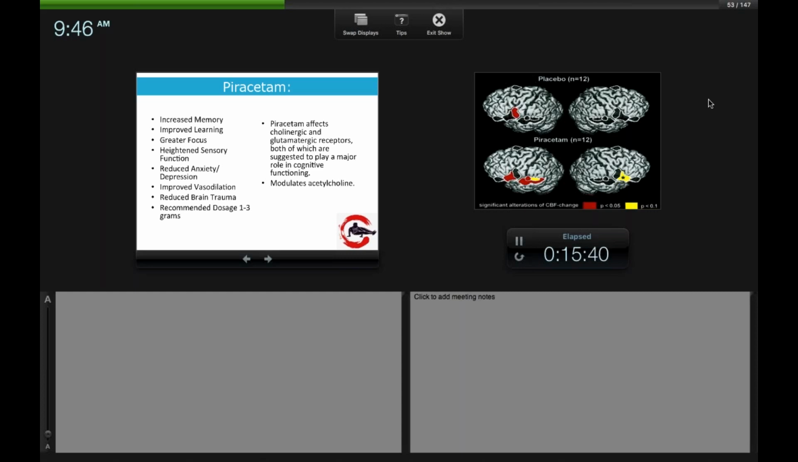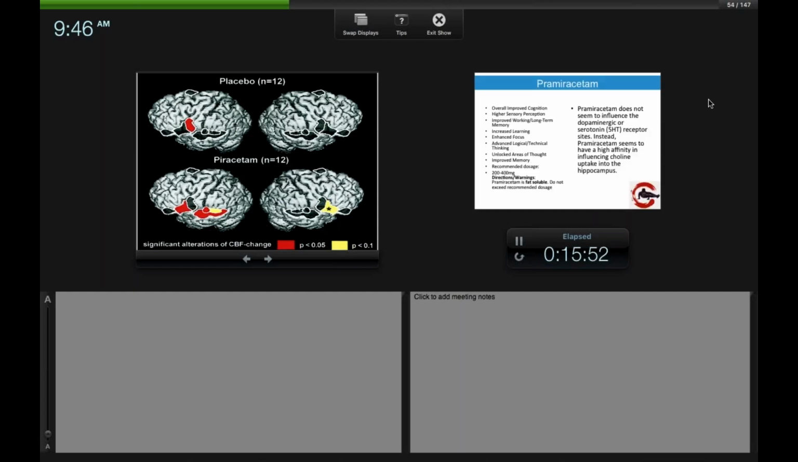Piracetam affects the cholinergic and glutaminergic receptors, both of which are suggested to play a major role in cognitive functioning. And then it modulates acetylcholine, so that's where you get those long-term memories.